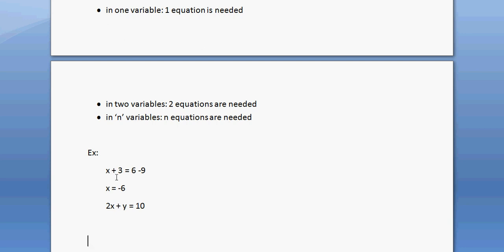So let's start with one variable. If the equation is given x plus 3 is equal to 6 minus 9, we can easily find x is equal to minus 6. But here it's a two variable equation. We would need another equation to solve this, right? Otherwise, by solving this equation, I mean we should get a unique result, which is a single result.